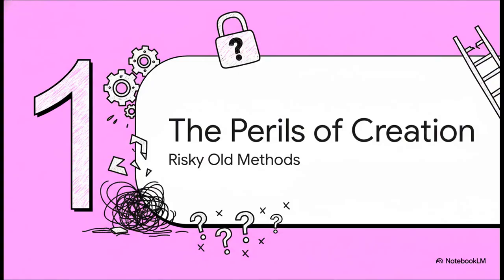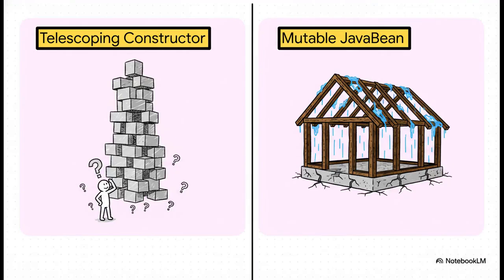All right, so let's really dig into this problem. What exactly makes these old ways of doing things so risky? Let's break it down. On one hand, you've got this telescoping constructor. It's a total nightmare for readability. You have to provide every single parameter in the exact right order. And good luck remembering if that third true was for isEnabled or hasCache.